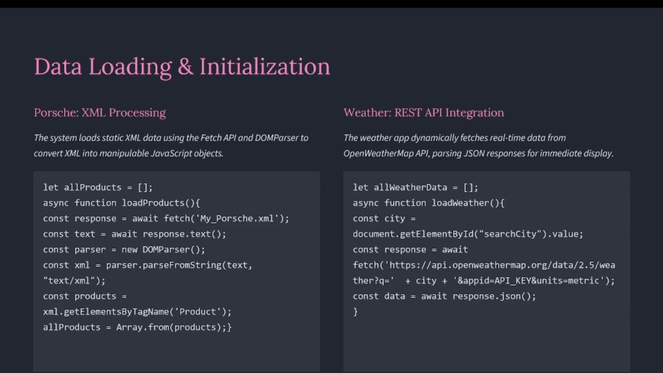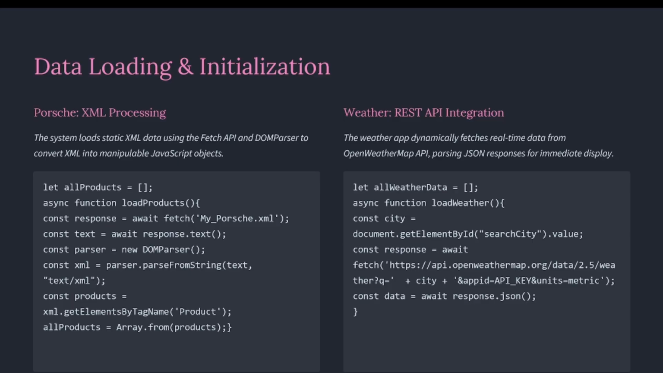So const parser equals new DOMParser. What it does is it'll manipulate the XML, the DOM parser. Const xml equals parser.parseFromString(text, XML). Basically what that does is it'll get the file and make it into the XML file. Const products equals xml.getElementsByTagName. So it gets all the elements in the table product in XML. All products equals Array.from(products). So all the products from the table.